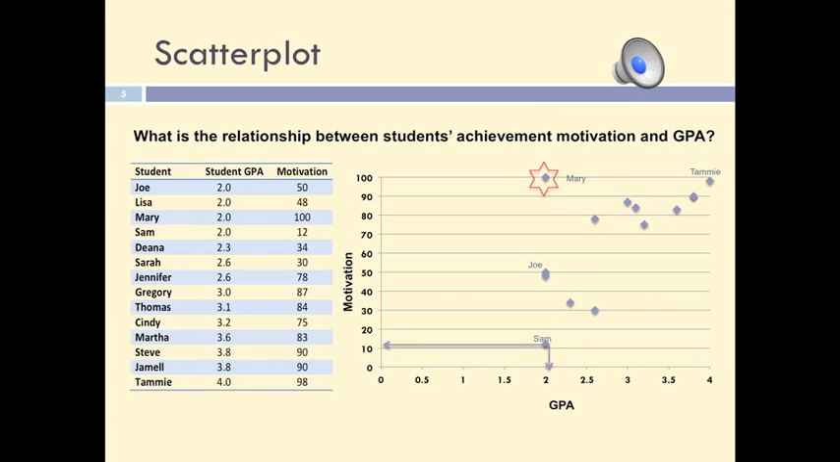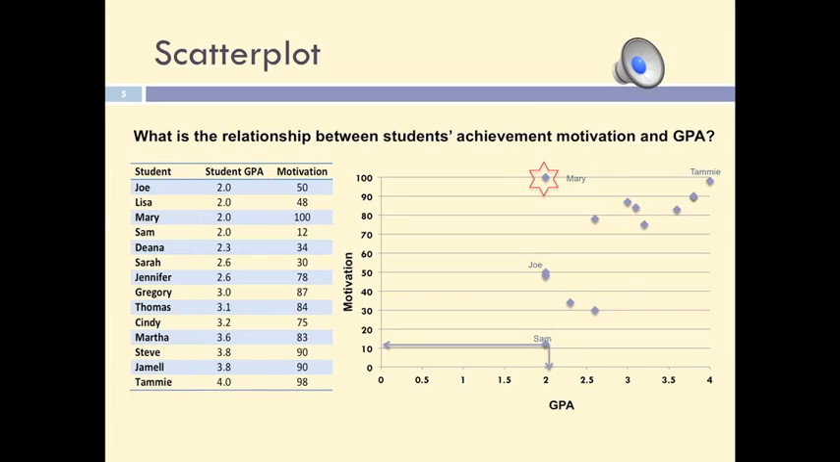For instance, Sam has the lowest motivation score and has the lowest GPA. There are two other students with the same GPA, like Joe, but Joe has a higher motivation score, so the symbol for Joe is located a little higher up. Tammy has both the highest GPA and the highest motivation score, so the dot that represents Tammy is located in the upper right corner. Scatterplots are not meant to be used in so much detail, though.